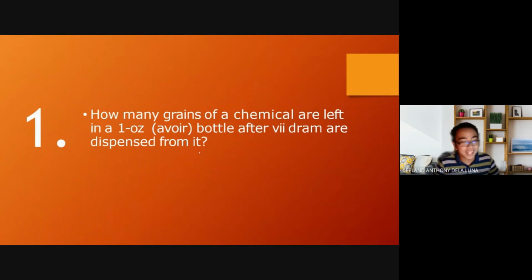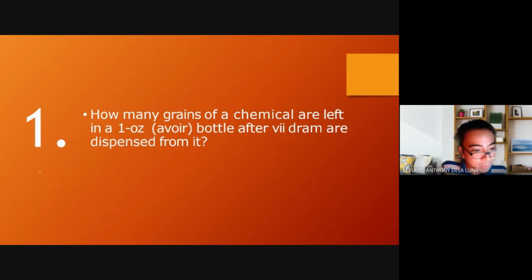Okay, so try this lang, class. Open notes naman to. Or actually, ako na nga lang. Huwag na muna. Ako na lang, ha. So how many grains of a chemical are left in a 1 ounce avoirdupois bottle after 7 drams are dispensed from it? Okay. So class, ang tanong dito is how many grains are left in a 1 ounce avoirdupois bottle after 7 drams are dispensed from it.